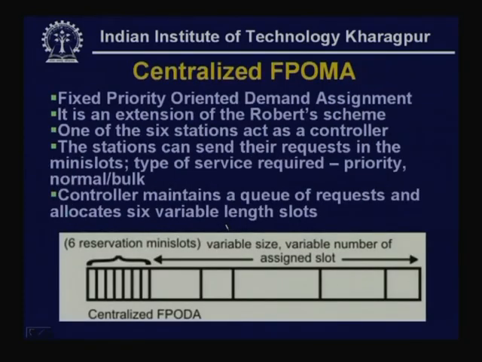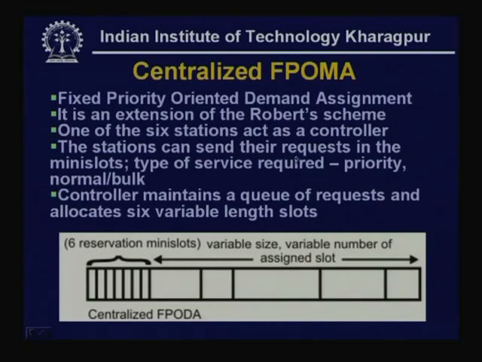So, this is centralized PODA, priority oriented demand assignment. It is an extension of Roberts scheme. It has 6 stations, and one of the 6 stations acts as a controller. Here it is a centralized scheme, so there should be a controller.